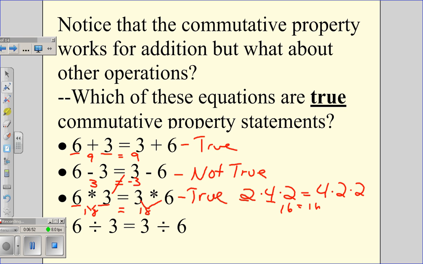All right, well, how about division? 6 divided by 3, well, we know that's 2. But 3 divided by 6, well, I could almost think of this like a fraction. 3 over 6, I know that equals 1/2 or 5/10. Those do not equal each other. That means this is not a true statement, and the commutative property does not work for division. So again, commutative property, or moving around of the digits, works for addition and multiplication, but not for subtraction and division.